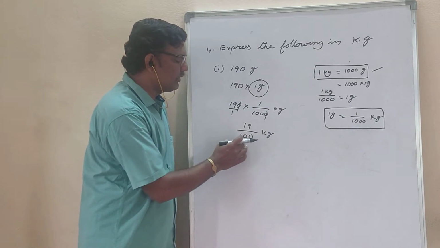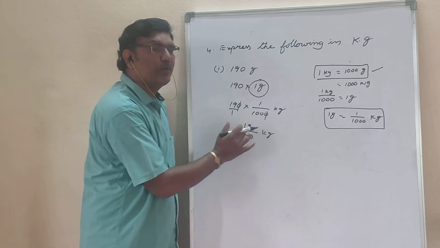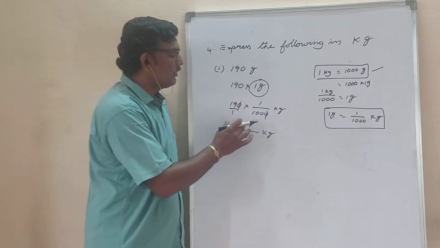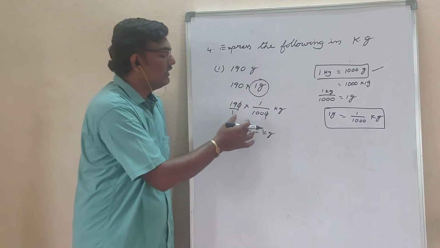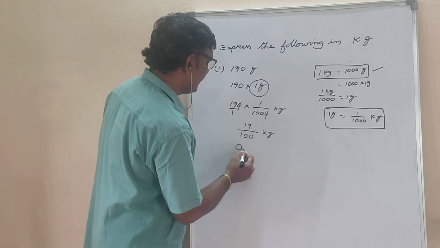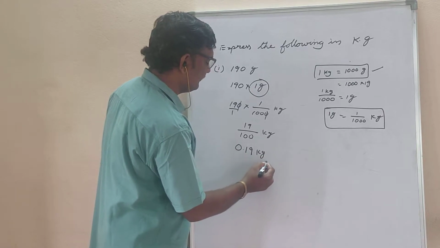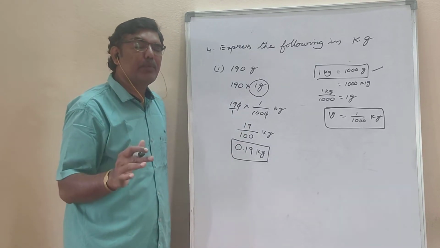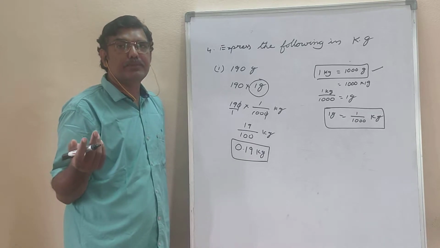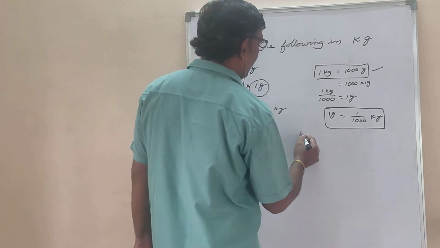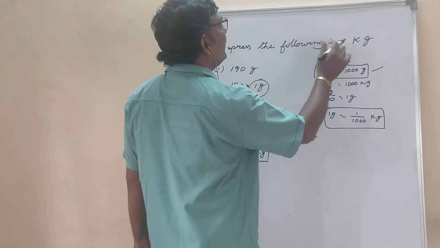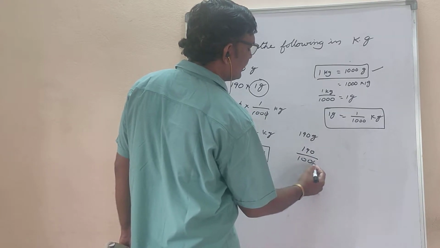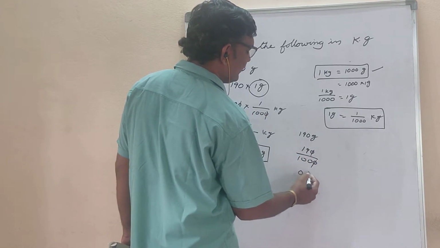In the denominator 2 zeros are there. If you want to convert into decimals, 2 digits before, you have to keep a point. 9 is 1 digit, 1 is 1 digit. 2 digits before means it becomes 0.19 kg. If the same problem is given in objective multiple choice questions, 190 grams convert into kilograms, directly divide 190 by 1000. 19 by 100 is nothing but 0.19.